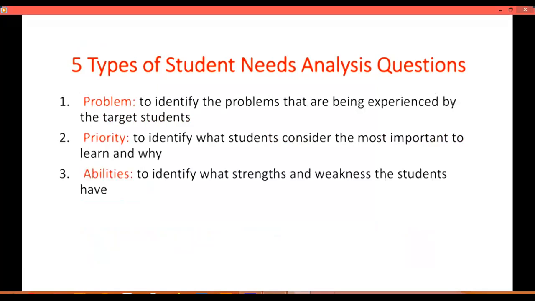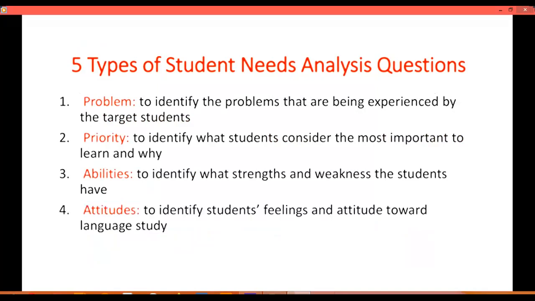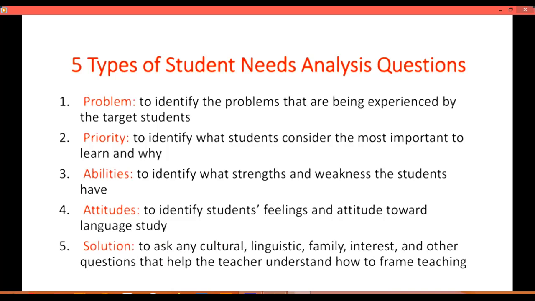Abilities. To identify what strengths and weaknesses students have. Attitudes. To identify students' feelings and attitudes toward language study. Solution. To ask any cultural, linguistic, family, interest, and other questions that help the teacher understand how to frame teaching.